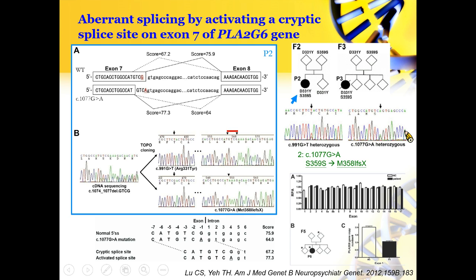In this study, we also found that a synonymous mutation caused by single nucleotide change at the end of exon 7. This mutation could result in an aberrant splicing by activating a cryptic splicing site on the exon 7 of PLA2G6 gene.